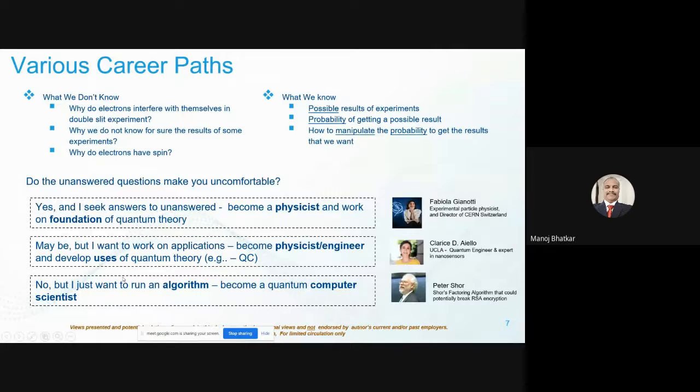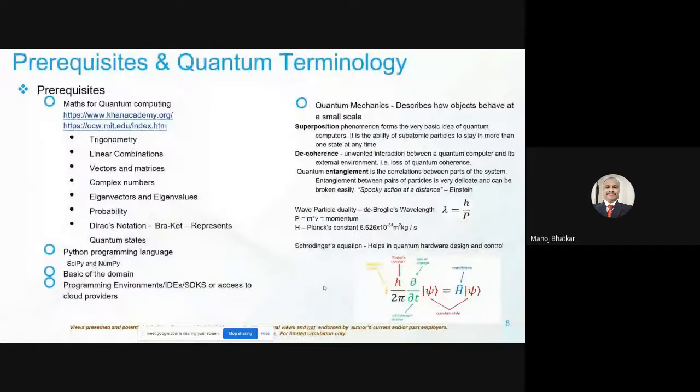You may be somebody like me. I just want to run certain algorithms, take their advantage, become a computer engineer who knows quantum concepts. That is Peter Shor, whose algorithm by now everybody is afraid of, right? That it can potentially break the RSA encryption. So you have all these possibilities. You can choose to become one of them. One is not essentially a bigger or greater role. Anything is possible. A pure physicist, theoretical physicist, engineer/physicist, or a computer scientist or computer engineer.